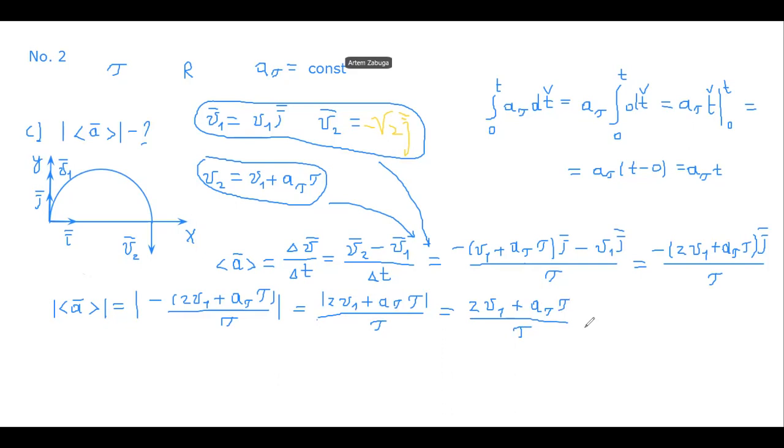So we have found some formula for the modulus of average acceleration. But we still have no answer. Why? Because we don't have the value of initial velocity v1, and we don't have the value of tangential acceleration. All we know is that tangential acceleration is constant, but we don't have its value. So what can we do in this situation?